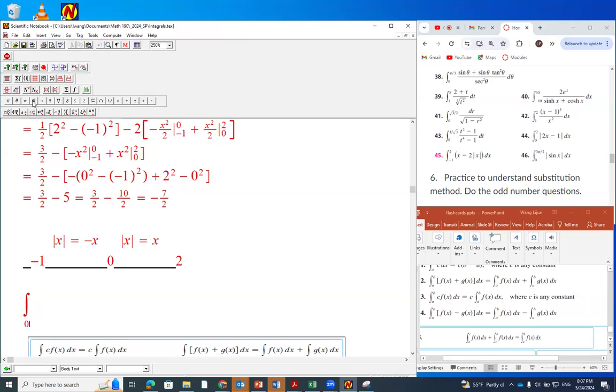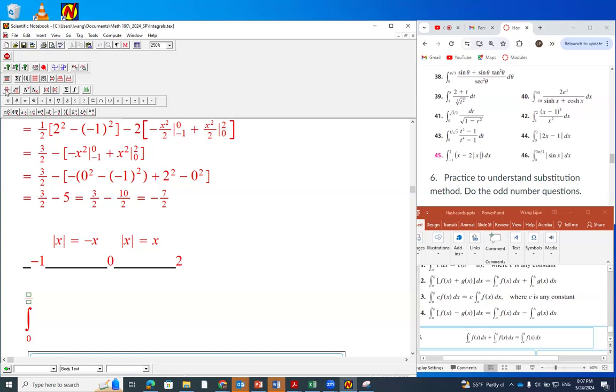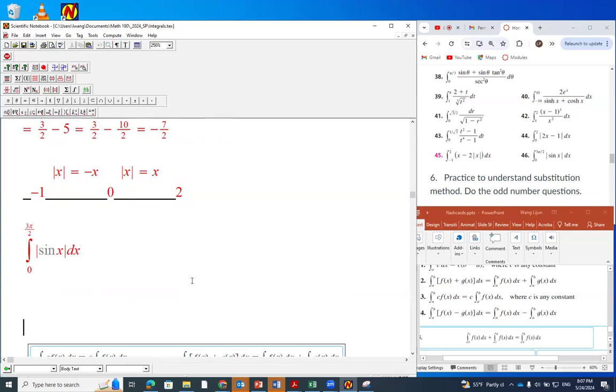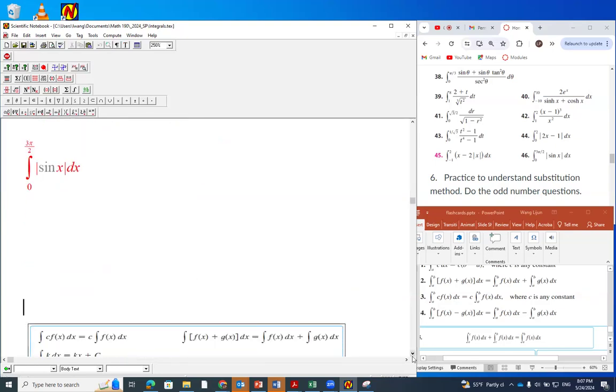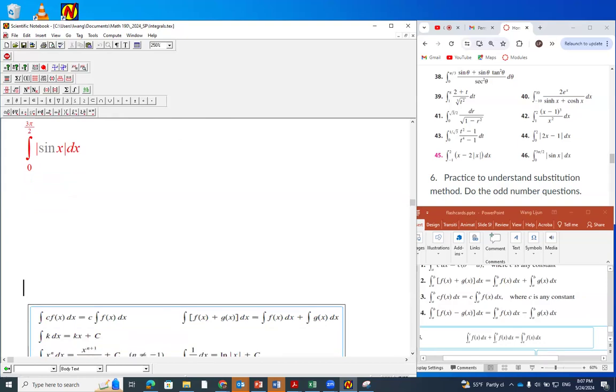46 is the integration from 0 to 3 pi over 2, and the function is the absolute value of sine x. Knowing the sine function, the sine curve, you know the sine curve from 0 to pi is above the x-axis, right?